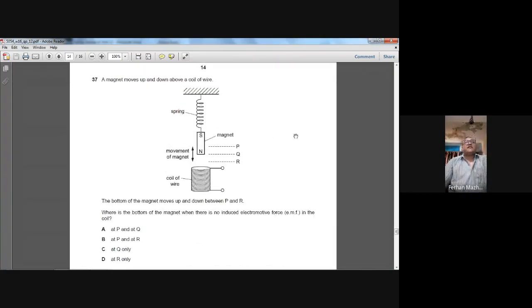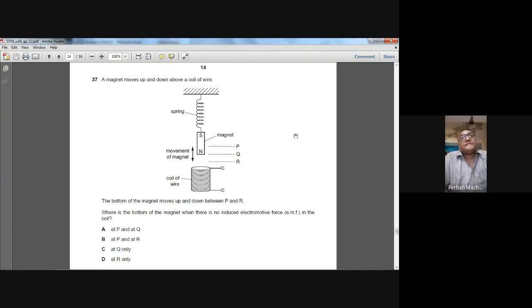Okay, question number 37 is on the screen. A magnet moves up and down above a coil of wire. The bottom of the magnet moves up and down between P and R. Where is the bottom of the magnet when there is no induced electromotive force in the coil?